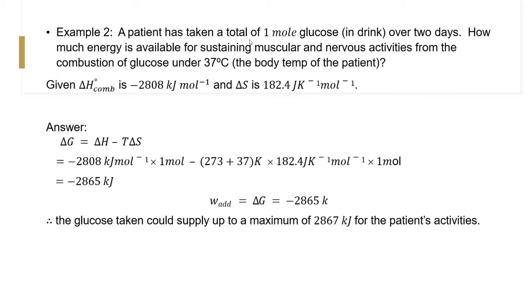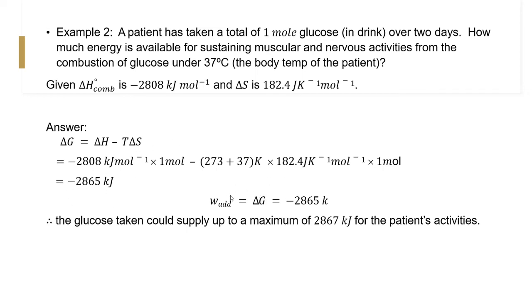A patient has taken a total of 1 mole of glucose drink over 2 days. This is like an energy drink, right? How much energy is available for sustaining muscular and nervous activities from the combustion of glucose? Okay, so given that you have delta H combustion is this and delta S is this, taking delta G equals delta H minus T delta S, you have this.